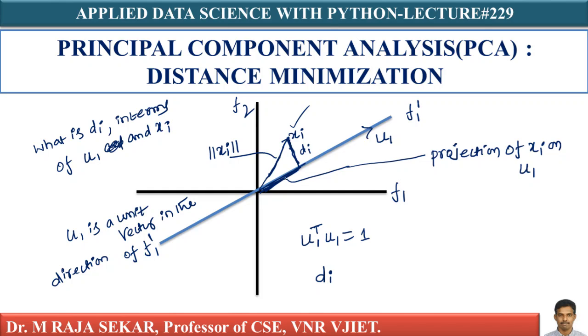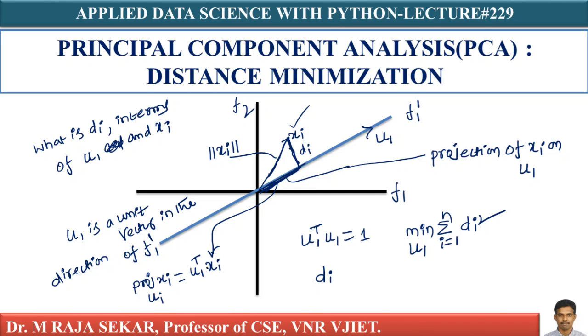Now, what I must minimize: I must find u1 such that it minimizes sigma i equal to 1 to n di square. That is the distance minimization formulation of our PCA. How can I find it? It is simple. This distance is the projection of xi on u1. In my previous lecture, lecture number 228, I already discussed that as u1 is a unit vector, the projection of xi on u1 is essentially u1 transpose xi.